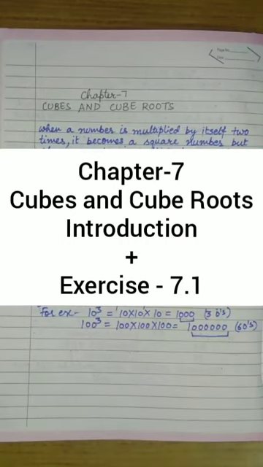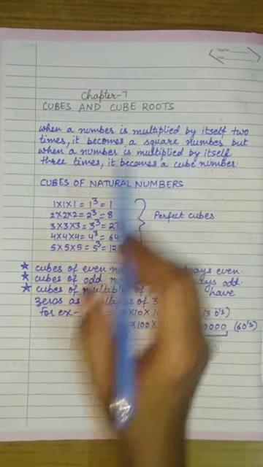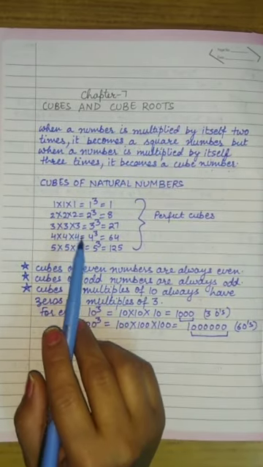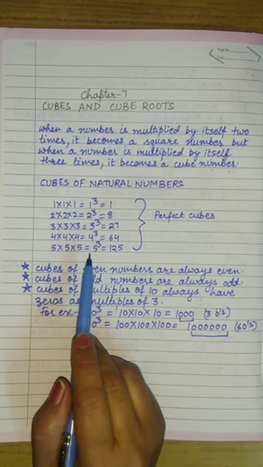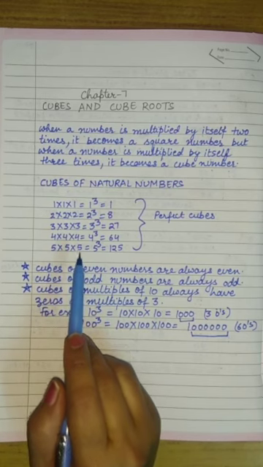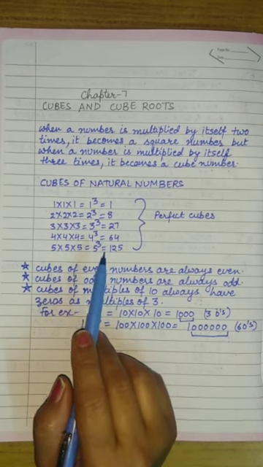Dear students, today I am going to start chapter 7, Cubes and Cube Roots. You all have heard about a cube in geometry, which is a three-dimensional figure in which all the dimensions, that is length, breadth and height, are equal, and its volume is side cube. But in this chapter we are talking of cube numbers.